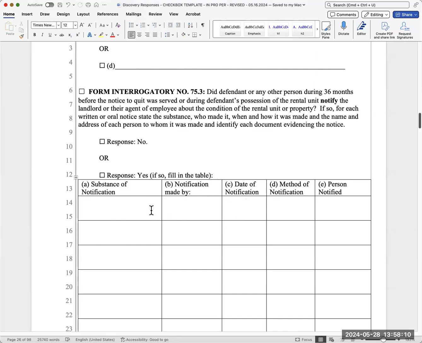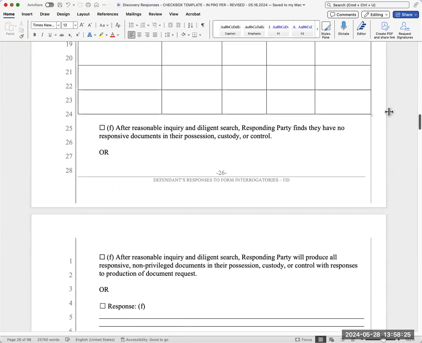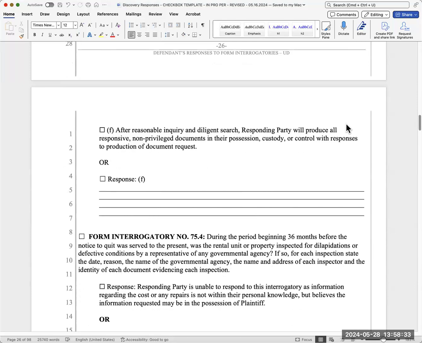Otherwise, if it's something inside your unit and they never came inside your unit, it's up to you to contact them some way to say, hey, I've got this problem, can you please fix it? And then you write that explanation here. And then you indicate whether you either don't have any evidence to support it or you do. And if there's some other explanation, you put it here.